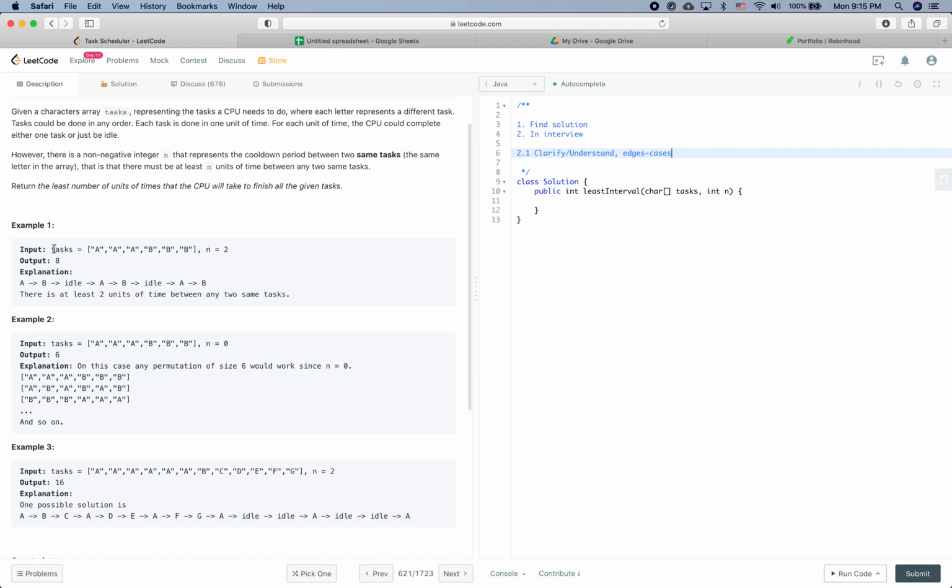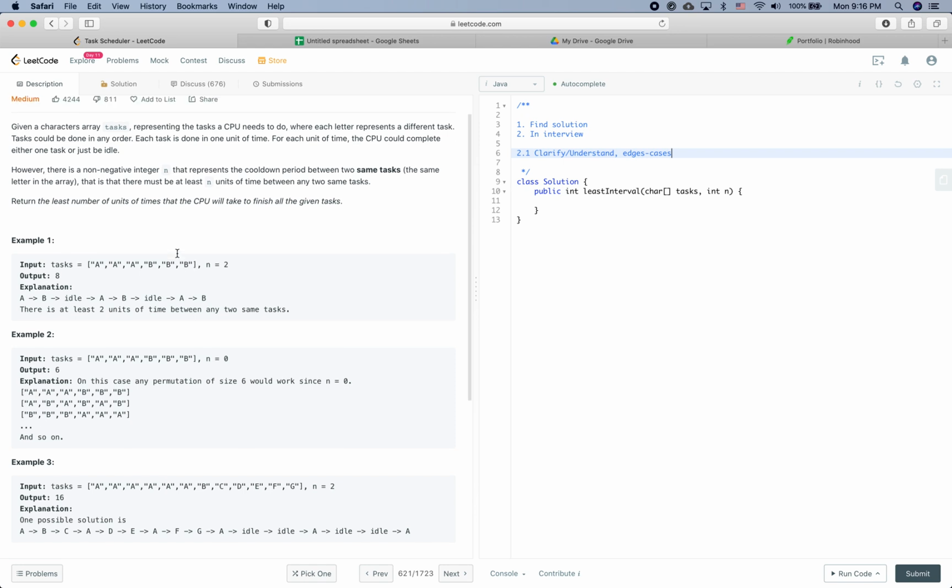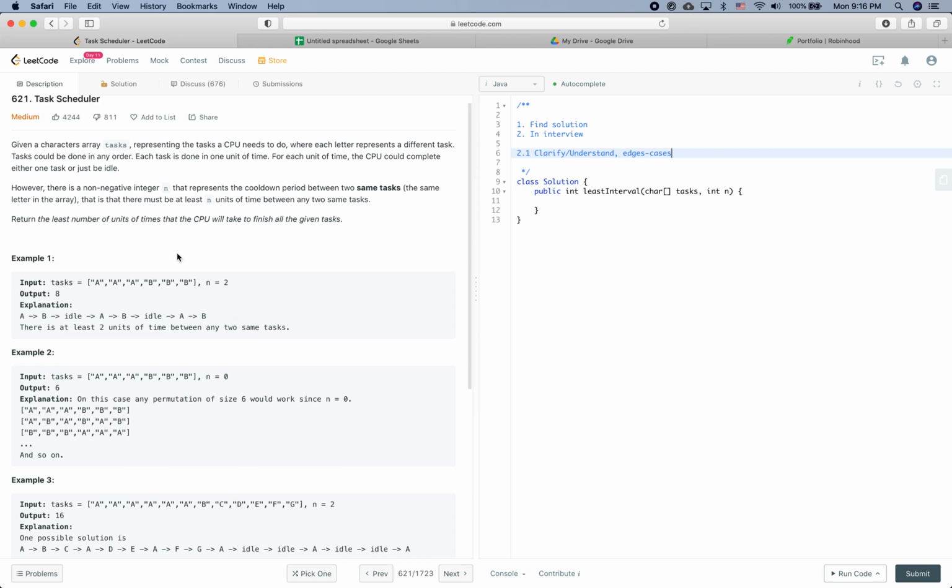So in this example, we have 3 A's and 3 B's. So task A and task B each will take 3 units of time. And we have n as 2, which means between the same tasks, there should be at least two units of time in between the same tasks. So output is 8. Let's see why.